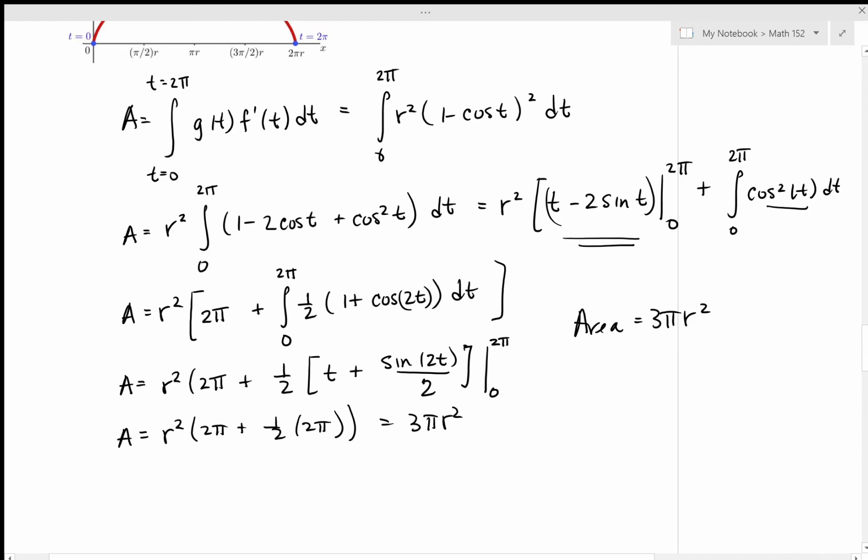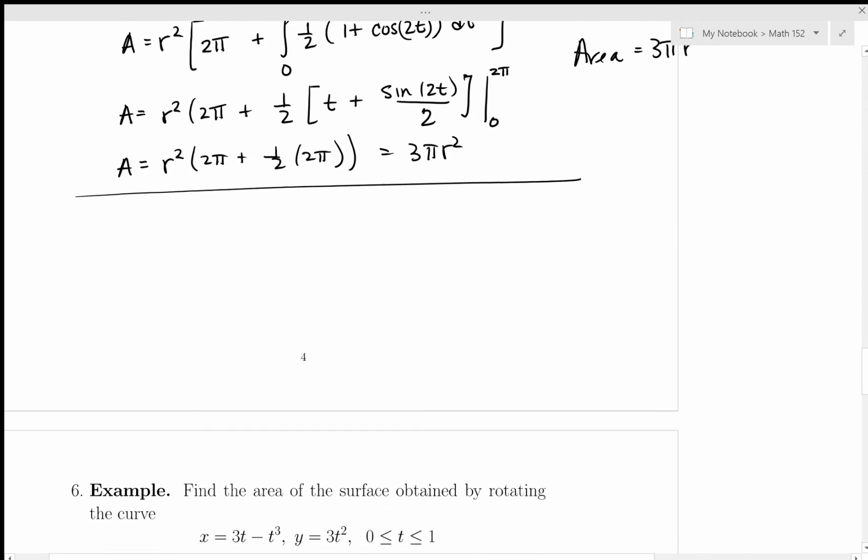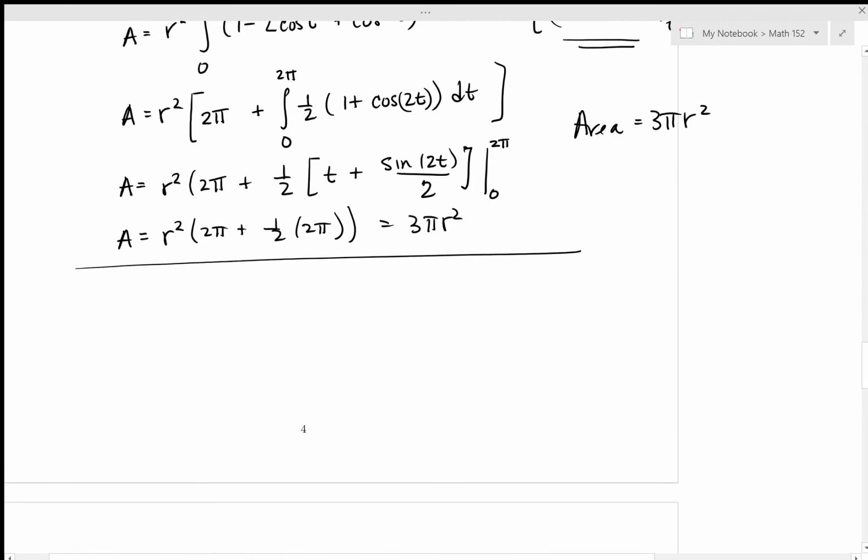Okay. We did not set up yet the integral for the arc length. Let us do that now. I believe we've seen a similar one, yes, we have, and this is also going to be a bit of a review. I'm going to try to find the arc length of the cycloid.